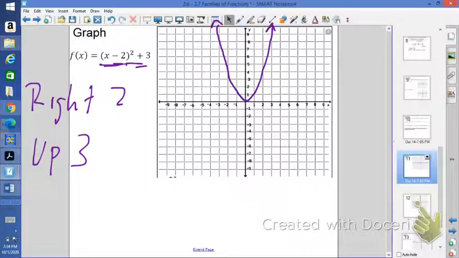So here's my vertex right here at the origin. I'm going to move it right 2 and up 3. So this is going to be the new spot. And then draw your U.